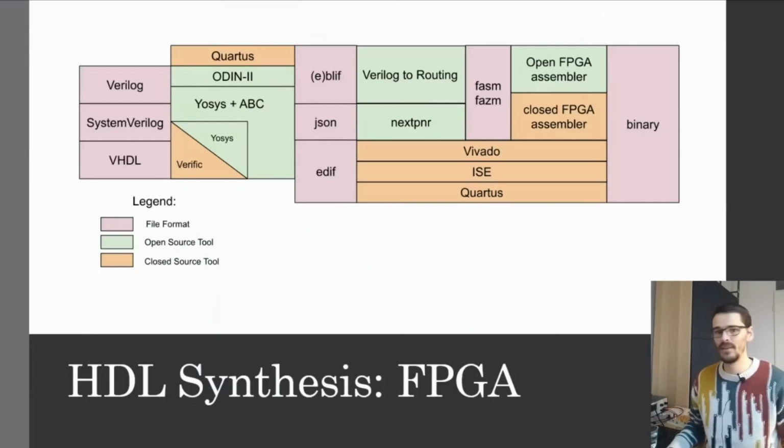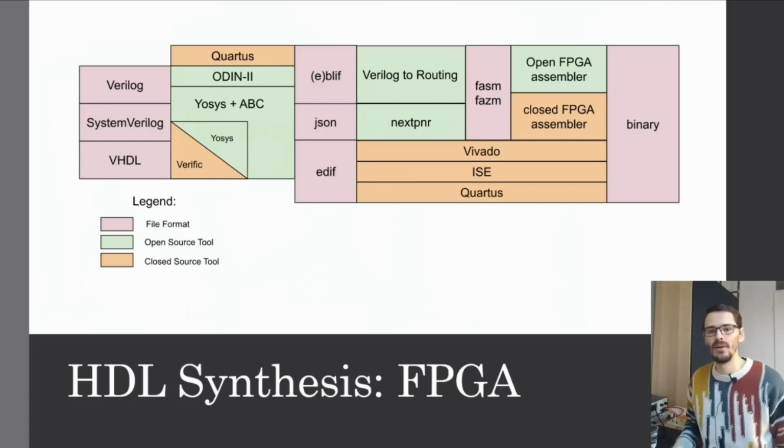On the left you have the HDL languages, which get fed into a synthesis tool such as Quartus or Yosys in the case of this talk, but in commercial FPGA work it's mostly Quartus, Vivado and ISE. These output some netlist format, which can be EBLIF or JSON or EDIF, which then get fed to a place and route tool such as NextPNR or Verilog to Routing or Vivado or Quartus. These take a netlist of the logic of your circuit, and figure out how to place it on the chip or on the FPGA.